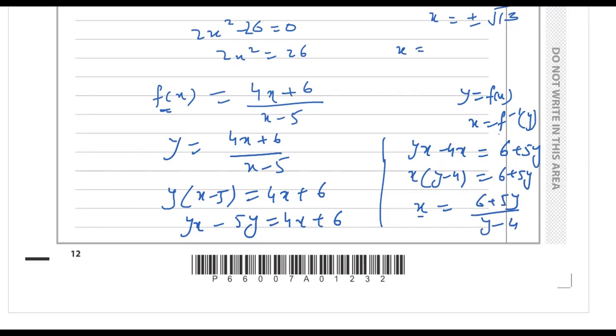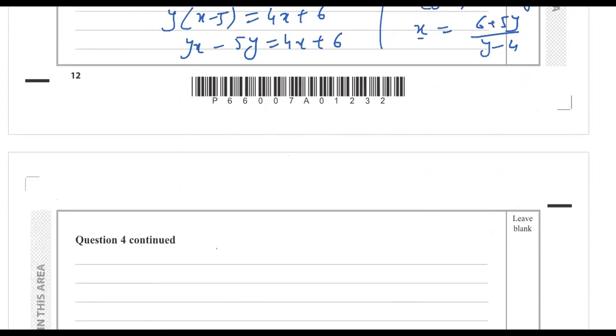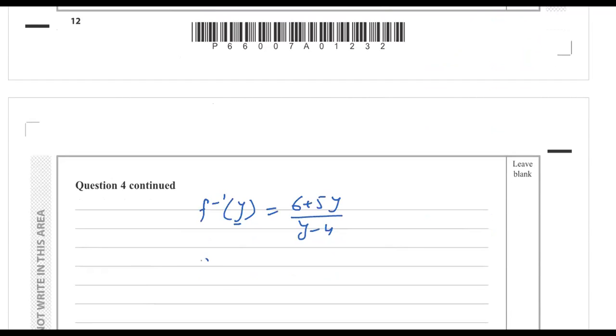That is our x. Now x is equal to f inverse y, according to our initial rule. So in place of x, write f inverse y. So f inverse y equals 6 plus 5y over y minus 4. Now finally replace y with x. So f inverse x will be equal to 6 plus 5x over x minus 4. That is our f inverse x, which was asked: the inverse function for f.